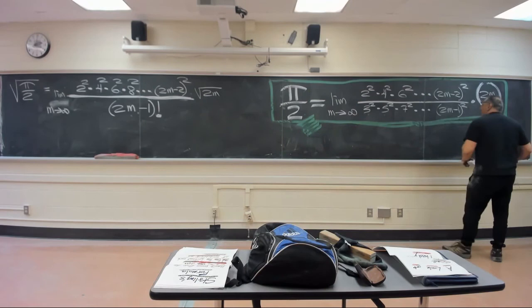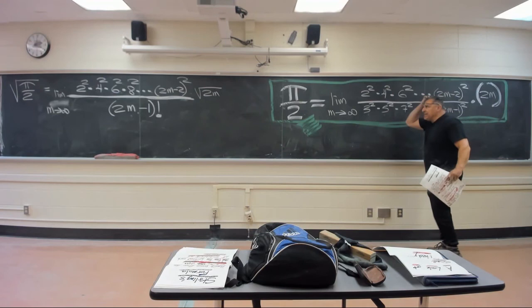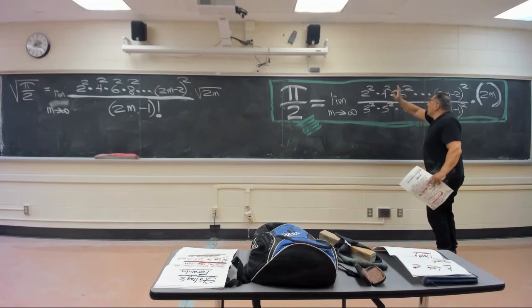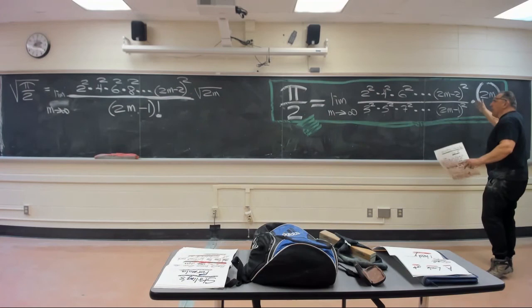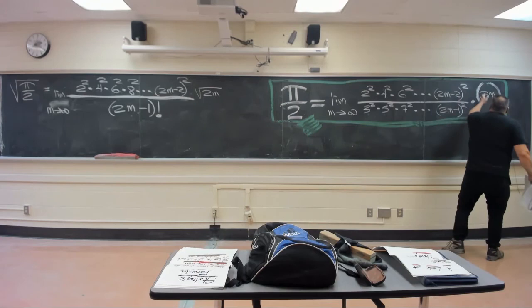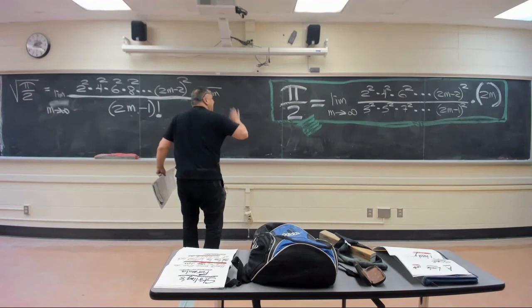We have this right here, which is really convenient. We square rooted both sides, and we got the square root of the quotient, pi over 2, is equal to 2 times 4 times 6 times dot, dot, dot, times the quantity 2m minus 2 over 3, over 3 squared, the whole thing. So all these squares leave, that's square rooted, and we had what we had earlier.